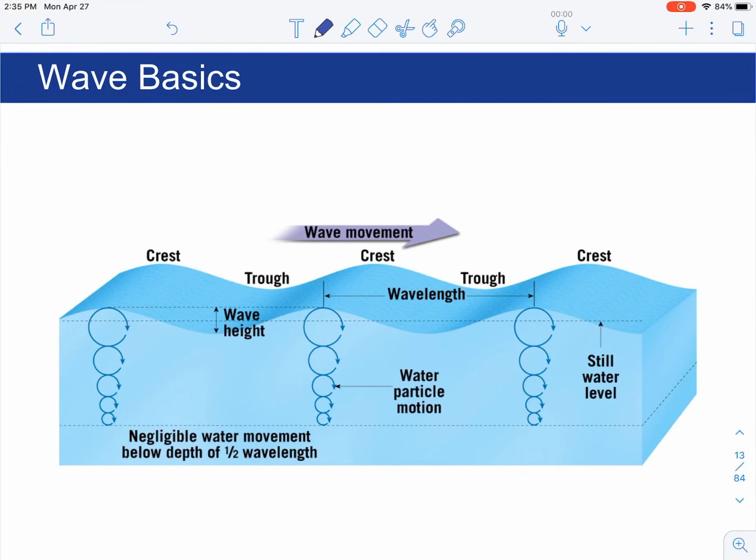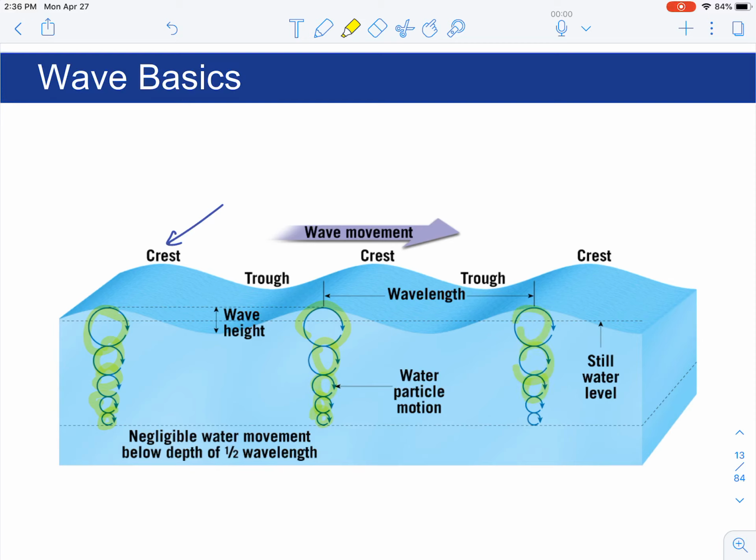So here's what that looks like in a cross section. You've got your crest, which is your peak of your wave. Again, here you've got your trough. You've got wave height, which is a measure of kind of the average between crest and trough to the peak. And then you've got your wavelength, which is a measure of distance from crest to the next adjacent crest. And then you've got particle motion in the form of kind of these little concentric circles here, right?